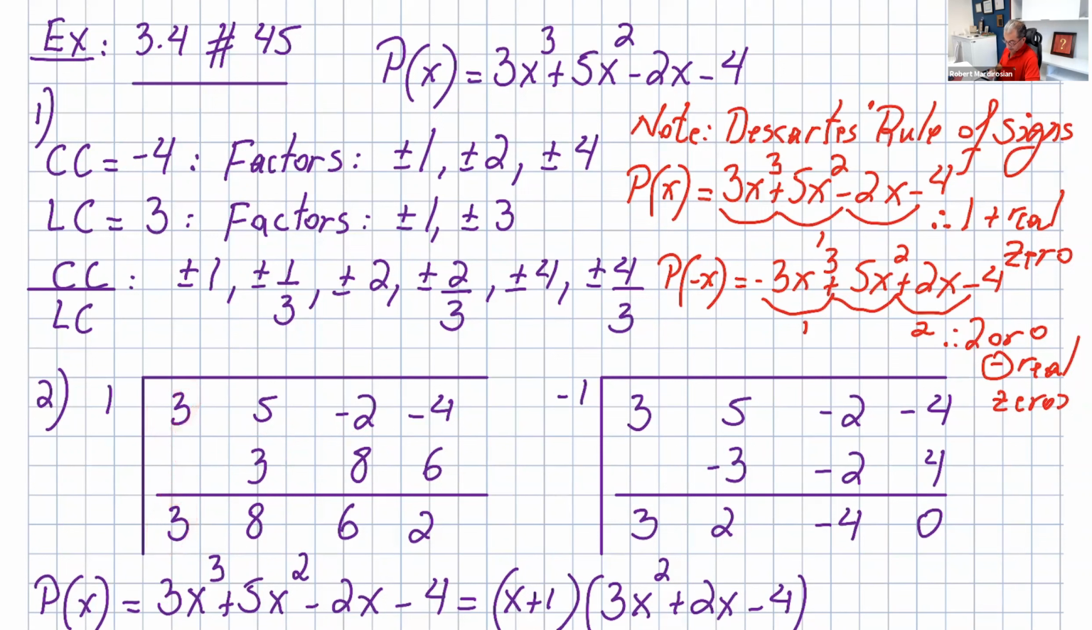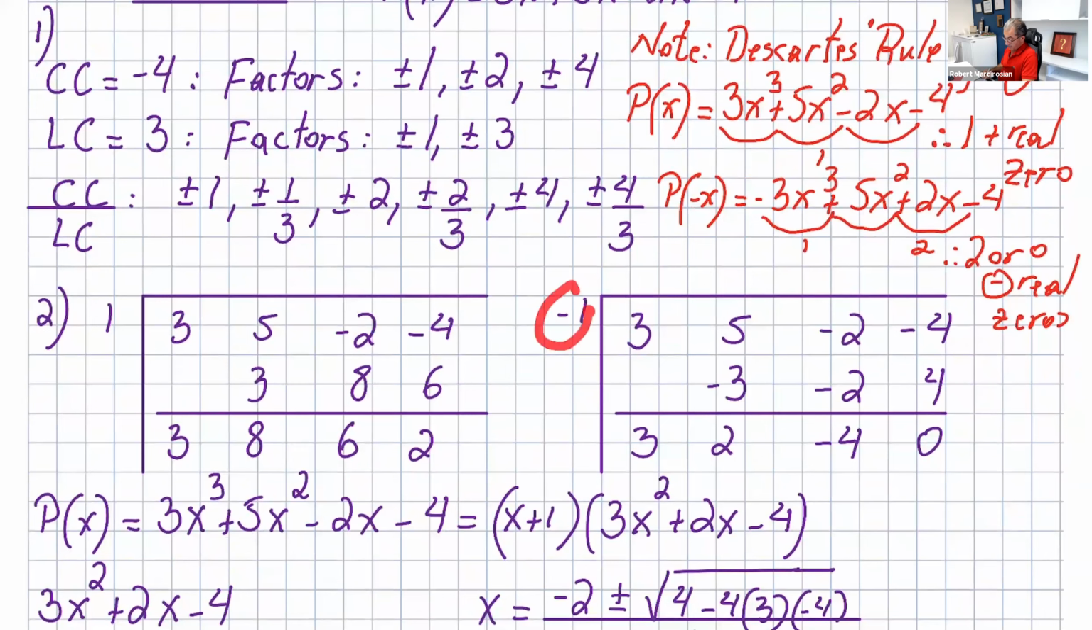First step, then you multiply 1 times 3. You write the answer here, which is 3. Then you combine 5 plus 3 is 8. Then you multiply again. 1 times 8 is 8. -2 plus 8 is 6. 1 times 6 is 6. -4 plus 6 is 2. And we have a remainder. So this is out. We know 1 is not a 0. X minus 1 is not a factor.